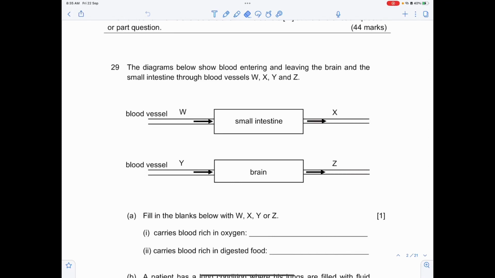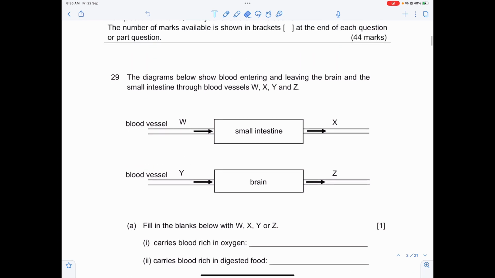Okay, now we are going through your post-prelim practice paper 2. Okay, let's take a look.